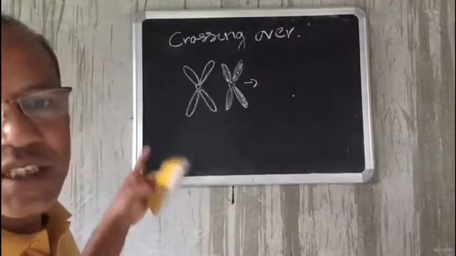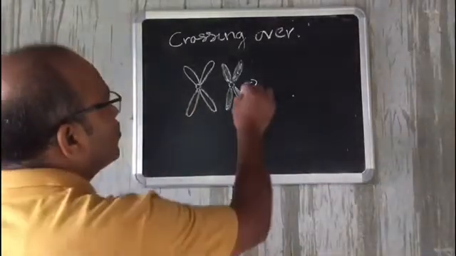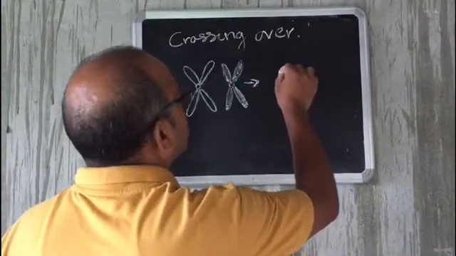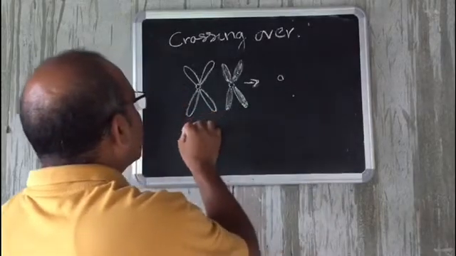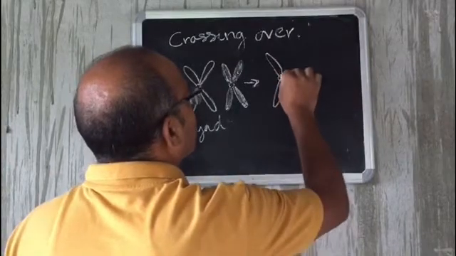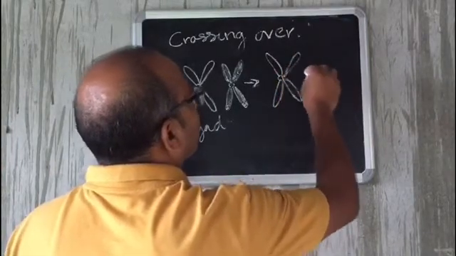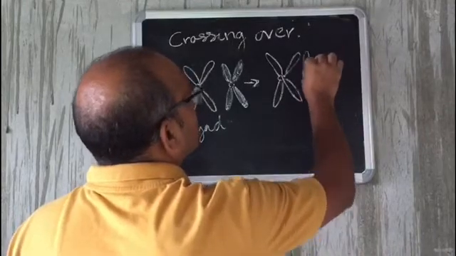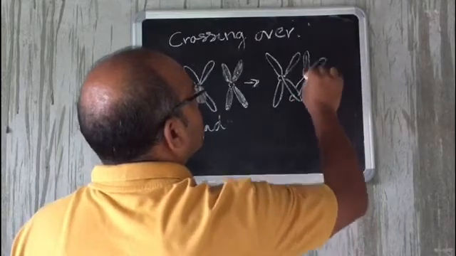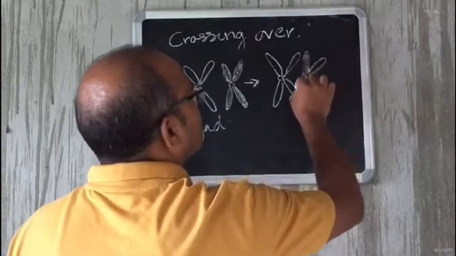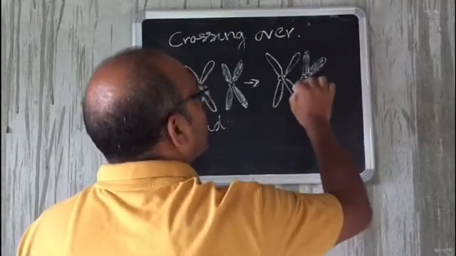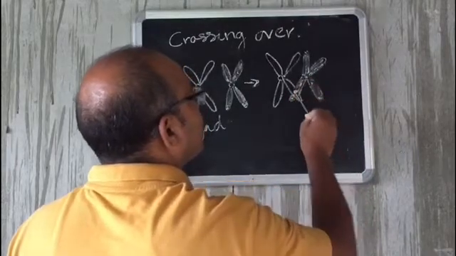They are in what stage? Dyad stage. Okay, now when the synaptonemal complex occurs, or we can say synapsis occurs, then they look like this. They are in dyad stage. The non-sister chromatids overlap with each other. They overlap here.